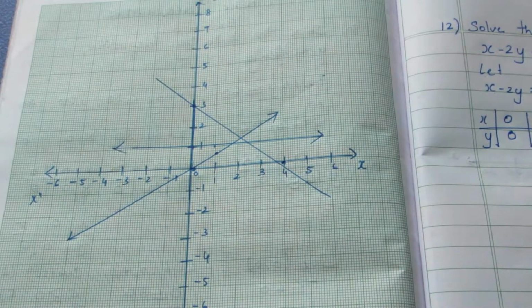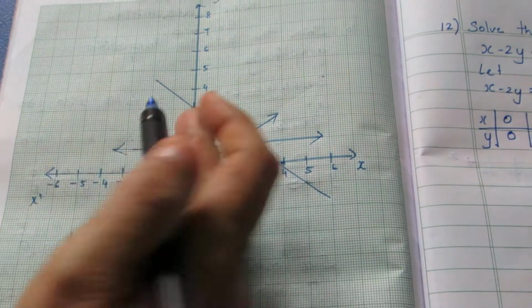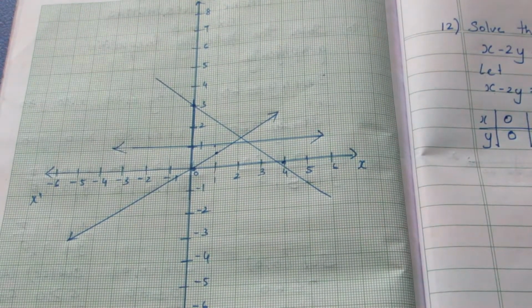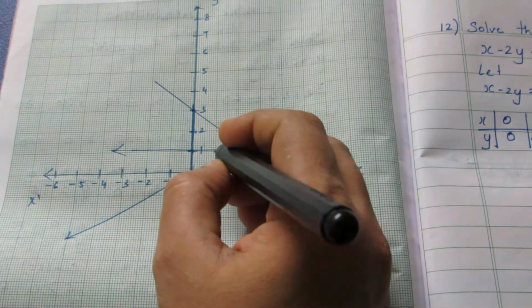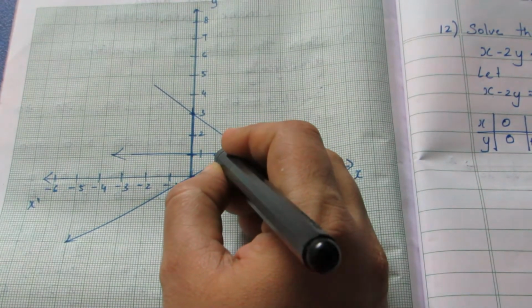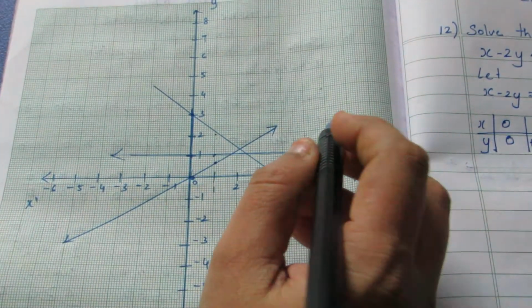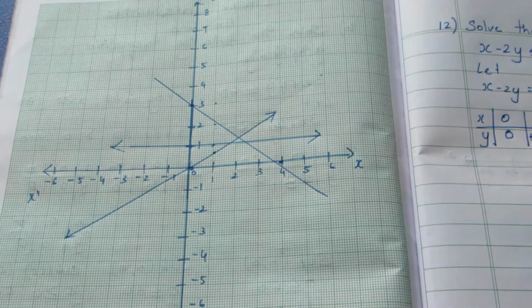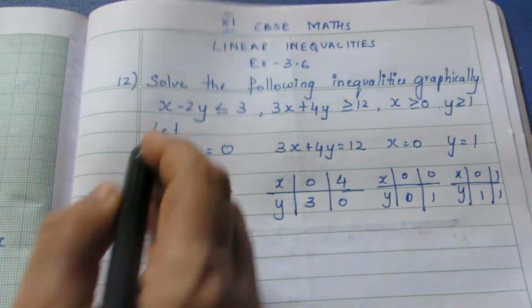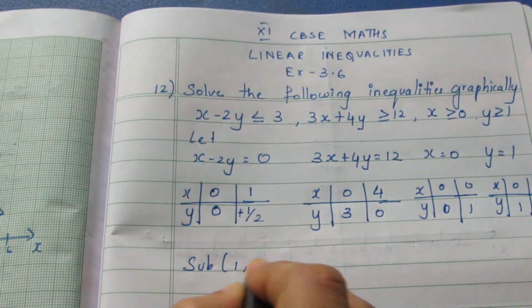We have drawn everything. We need to take a point on this side or that side of the line so that we can check whether the point is towards the line or away from it. I am going to take 1, 1 for everything, or 1, 2, or 1, 3. Let me take 1, 3. I substitute x as 1 and y as 3 in all the cases.